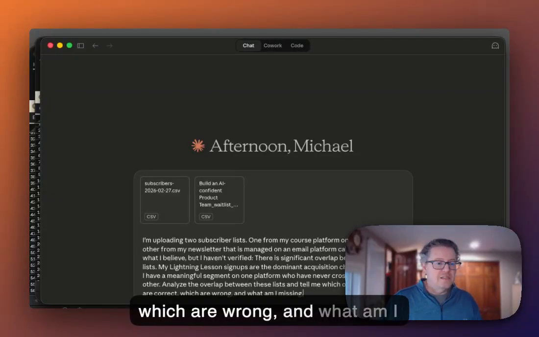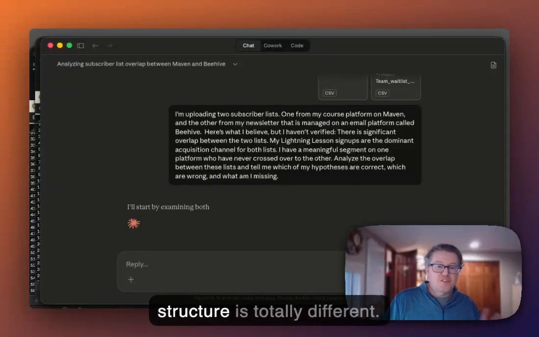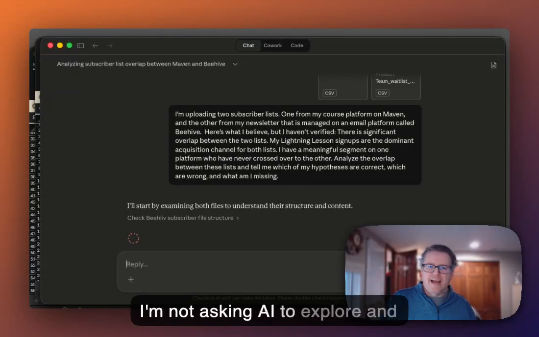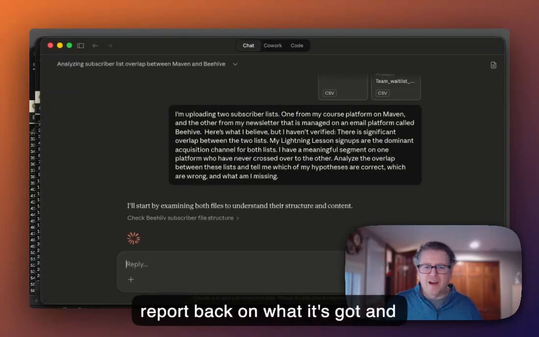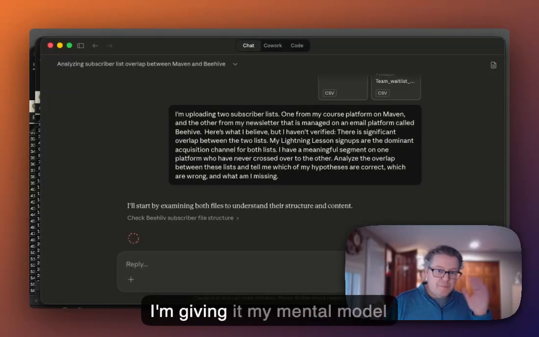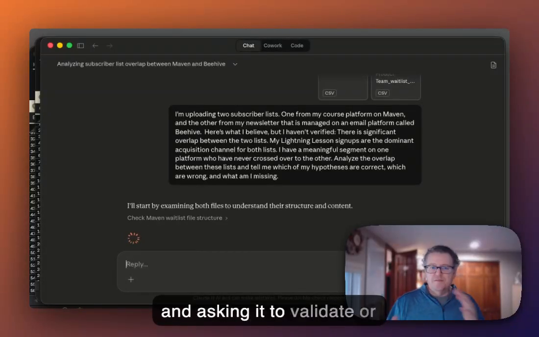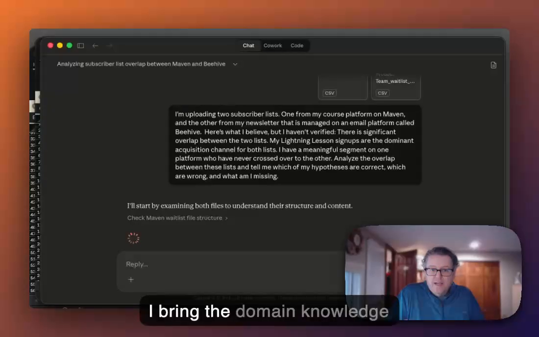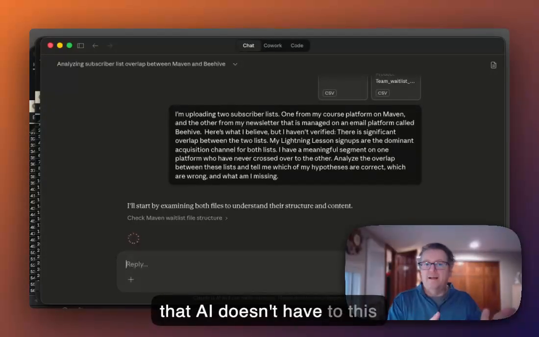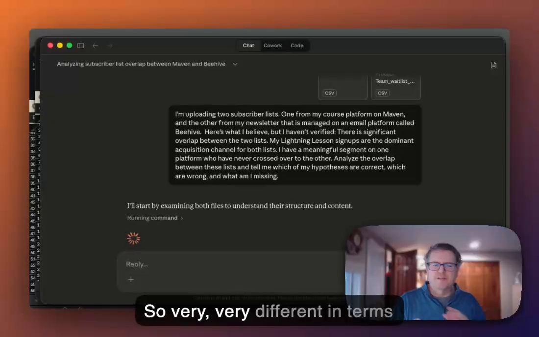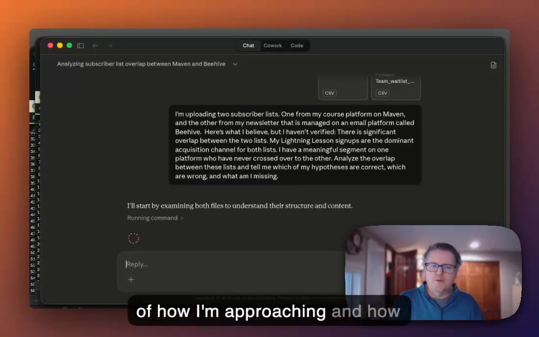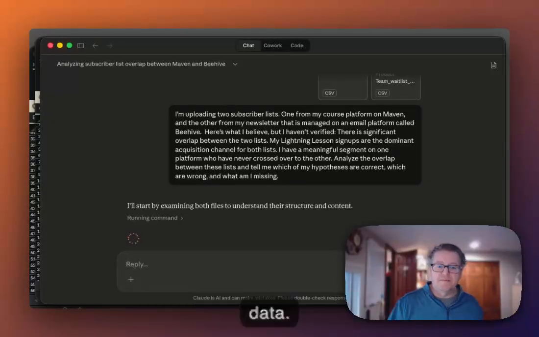So notice the prompt structure is totally different. I'm not asking AI to explore and report back on what it's got and what we're working with. I'm giving it my mental model and asking it to validate or break it. I bring the domain knowledge that AI doesn't have to this scenario. So very, very different in terms of how I'm approaching and how I'm using AI to understand the data.